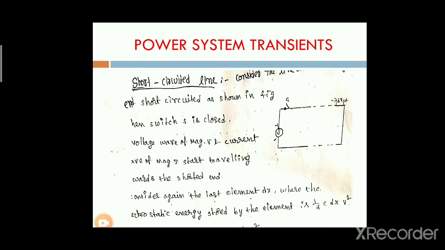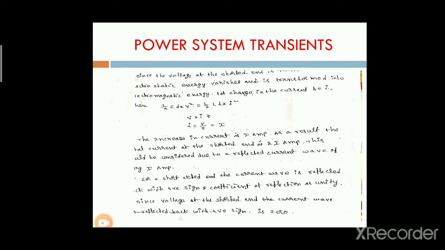Let the change in the current be I. Therefore, when the electrostatic energy is equal to the electromagnetic energy, half C dx into V square is equal to half L dx into I square.